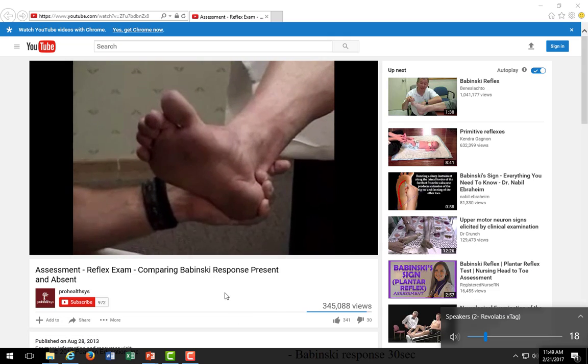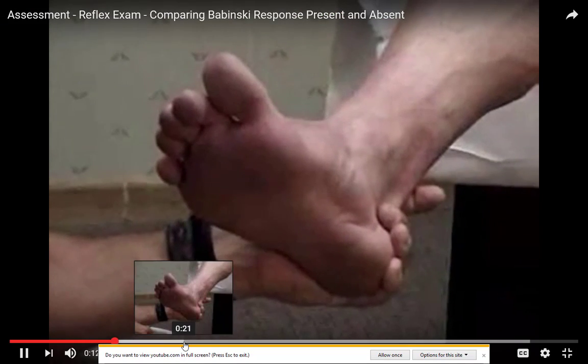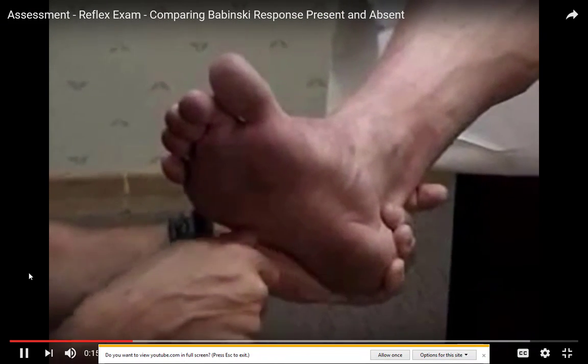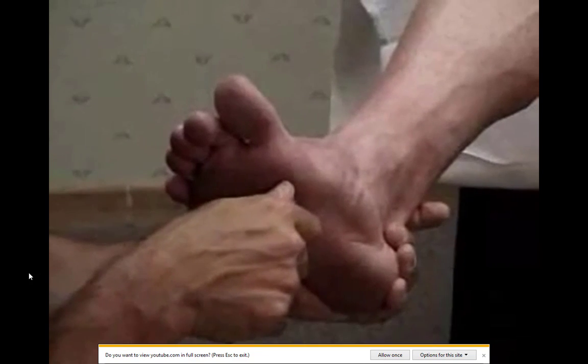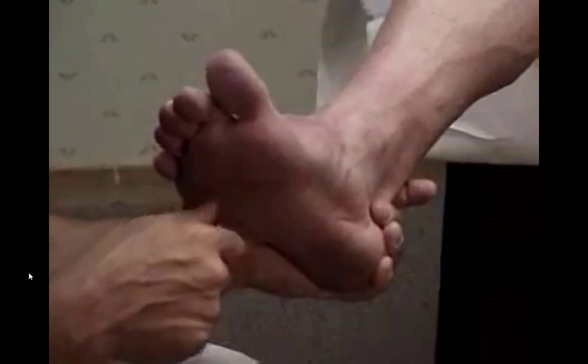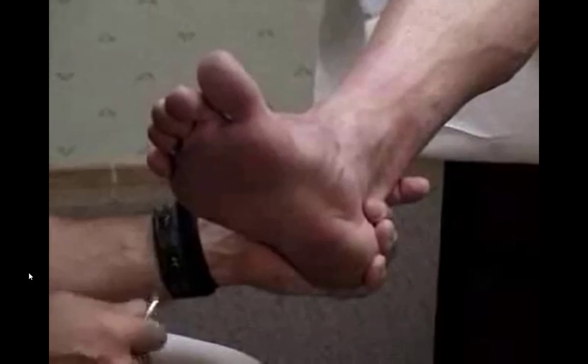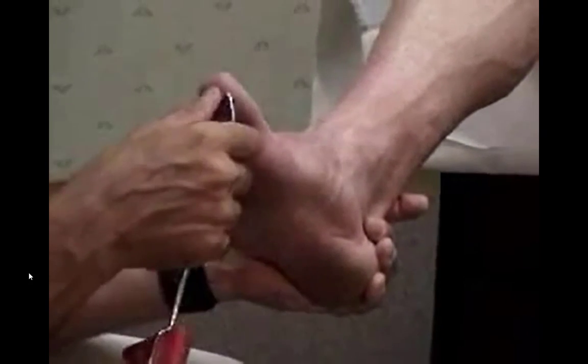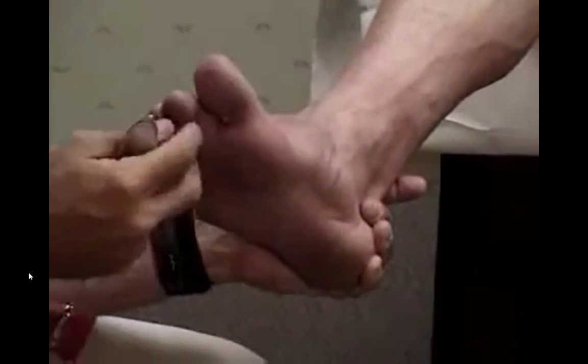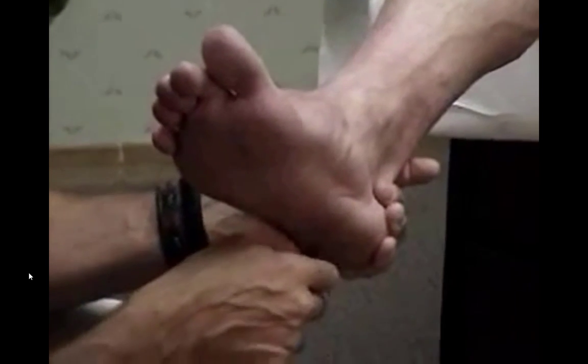That's okay. We're just going to watch his foot. One of his feet is normal and one is not. So he's explaining he's going to rub along the outside of the foot, and you should see the toes curl in. It's not going to be a huge curling in. You should be able to see them curl in on the one foot.